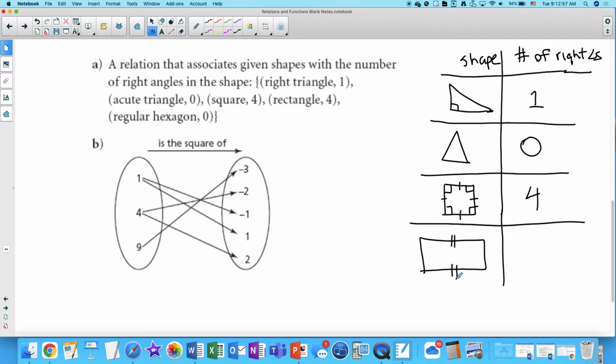How many right angles in a rectangle? Yep. Also 4. And finally, a regular hexagon. Do you guys know, firstly, what's a hexagon? Yep. It's a six-sided shape. Six-sided shape, yes. What's a regular hexagon?